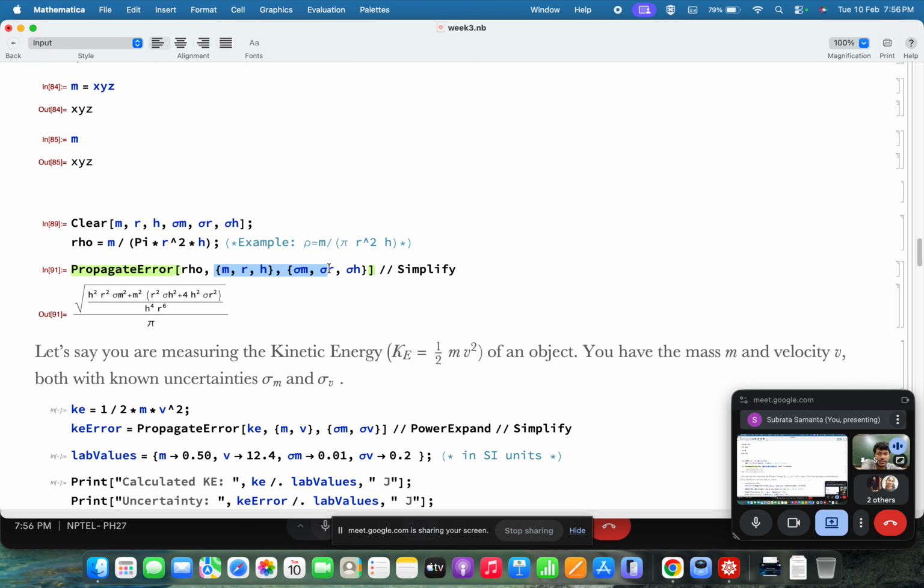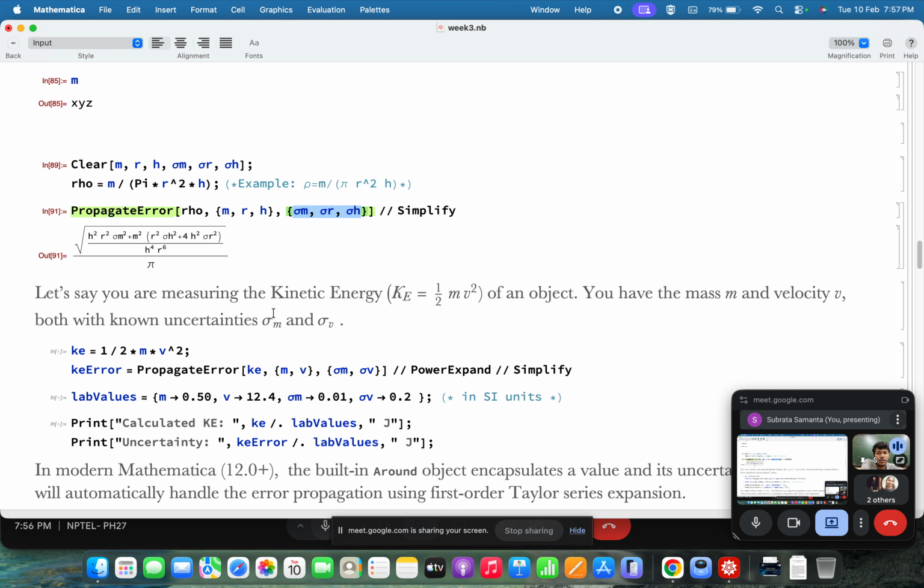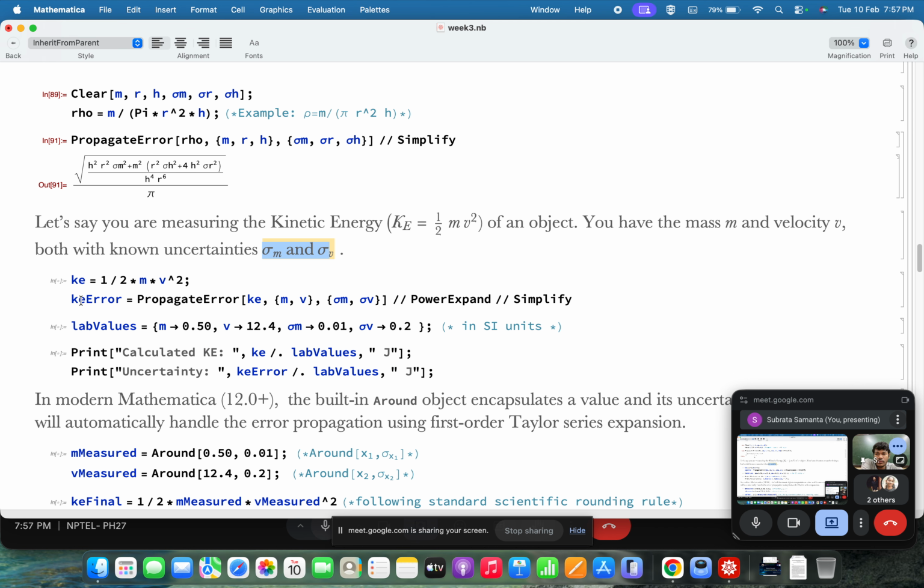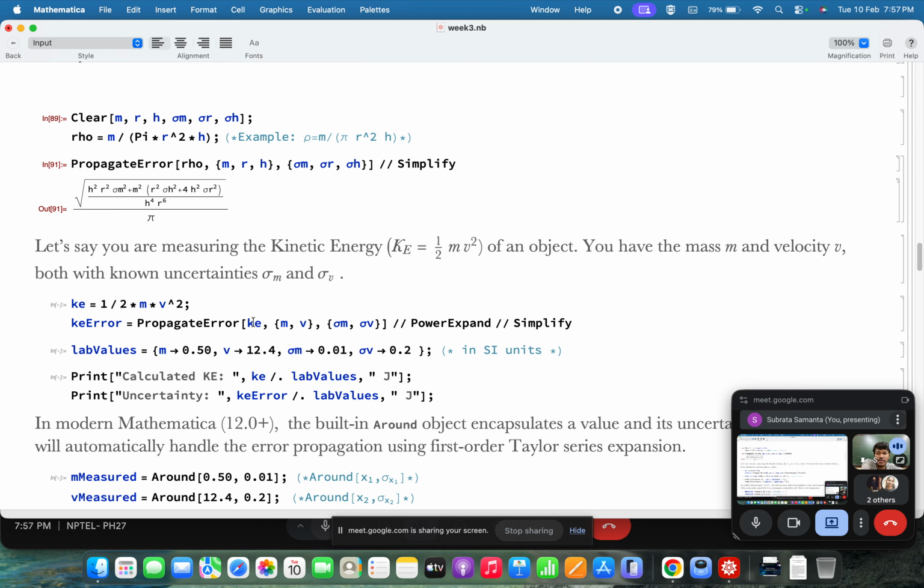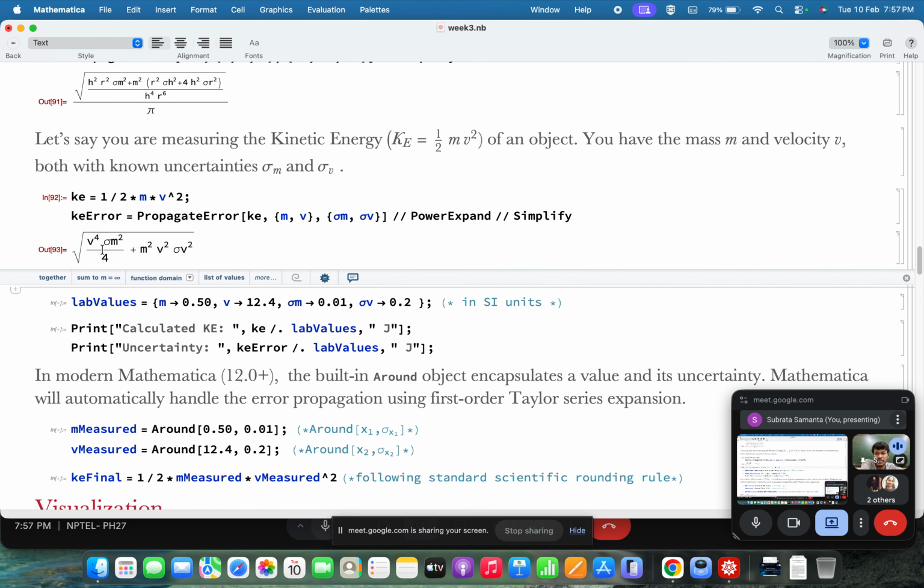Here you see sigma m, sigma r, sigma h, those are the inputs. So this is also known. Your formula is half m v squared, and the error I already defined as propagate error. So I now use these functions again. My function is kinetic energy, half m v squared, and I have two variables with uncertainties sigma m and sigma v. If we do this, your result is basically symbolic. These are the symbolic results.